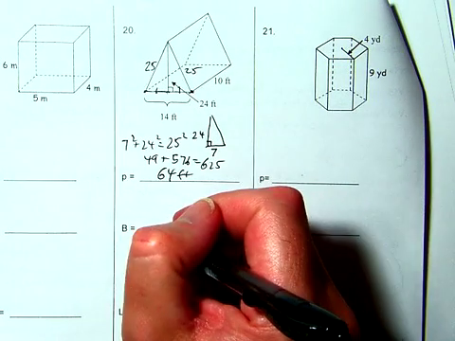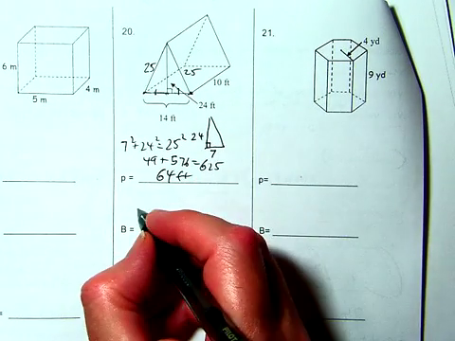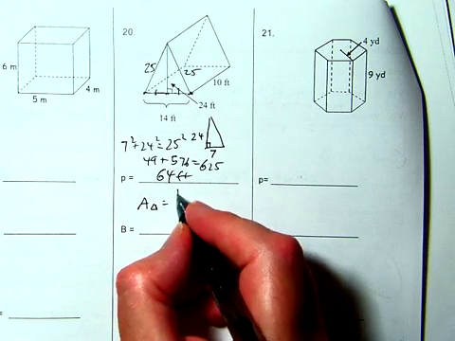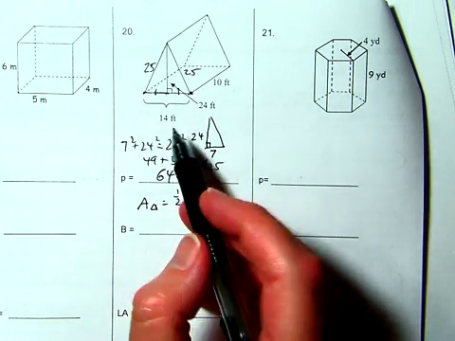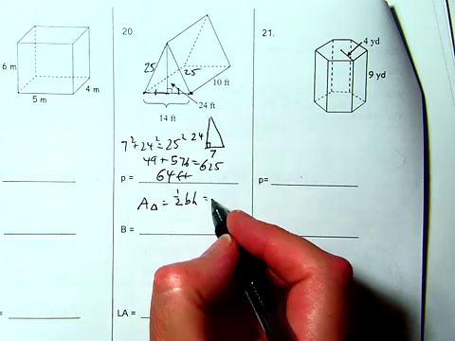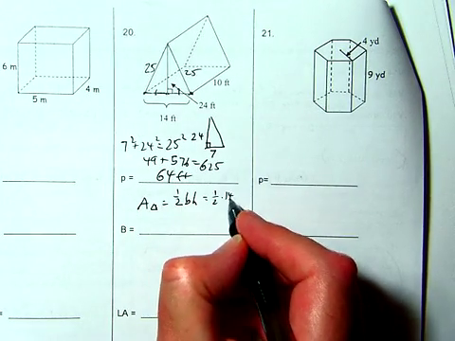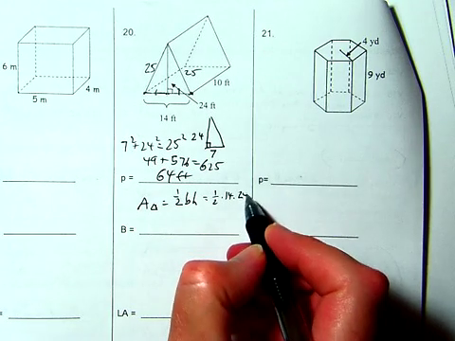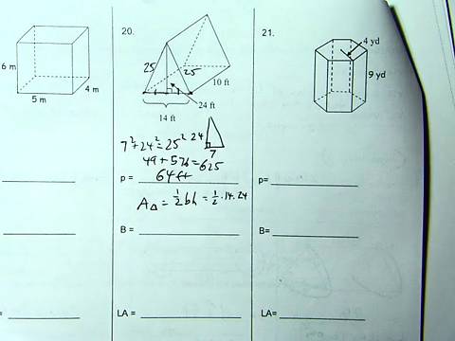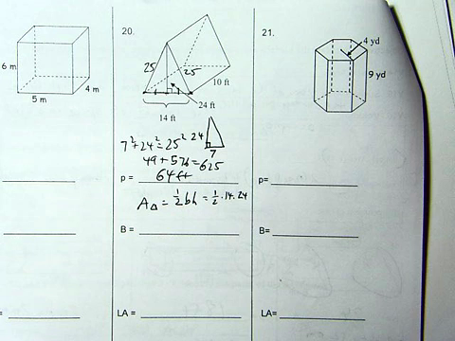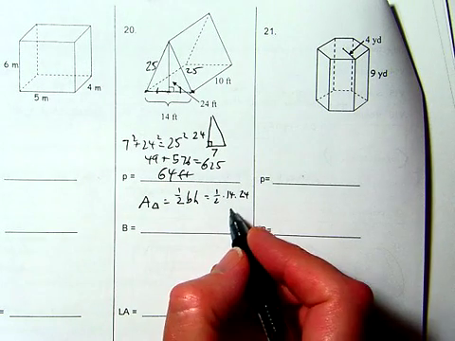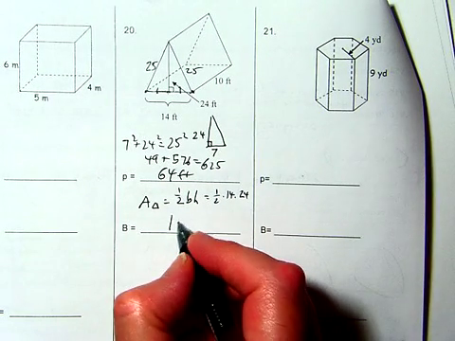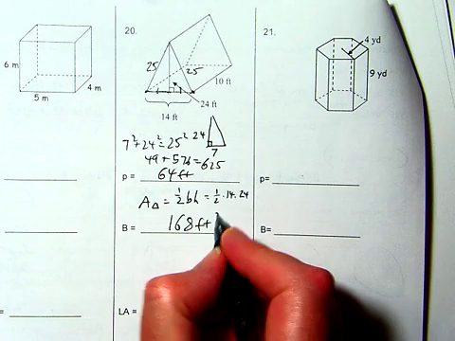The area of the base, well, the area of a triangle is equal to 1/2 the base times the height. And here we're given both of them. So the base is 14, and the height is 24. So that comes out to, if we, again, use our calculator, 7 times 24 is 168. Okay, so the area of the base is 168 square feet.